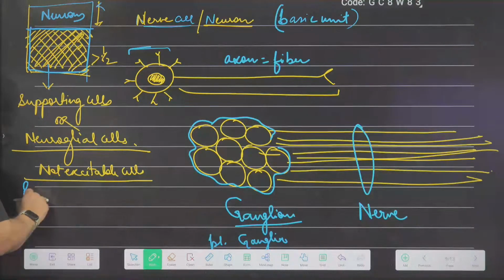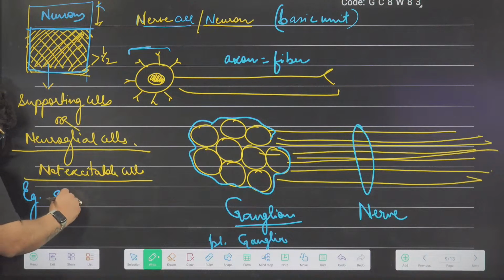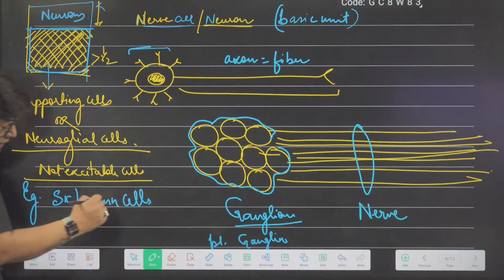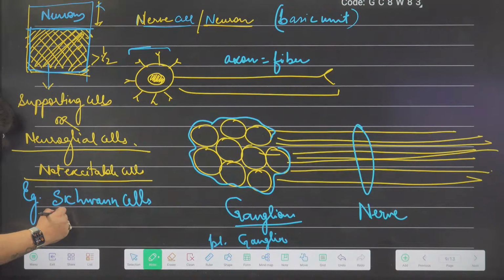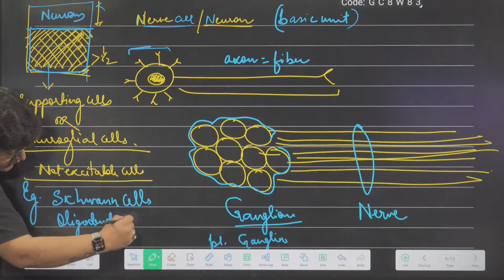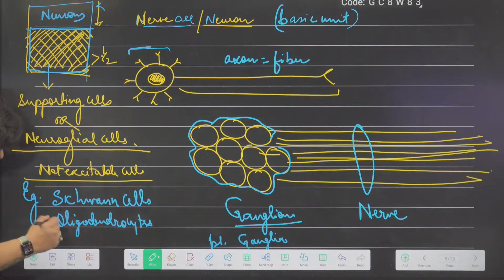Some examples of glial cells. For example, the Schwann cells. You might have heard about the Schwann cells. I will only give the examples that we are supposed to know. Oligodendrocytes, Schwann cells, and many others. Remember, these are not excitable cells. They are not nerve cells. They are glial cells, supporting cells, housekeeping cells.